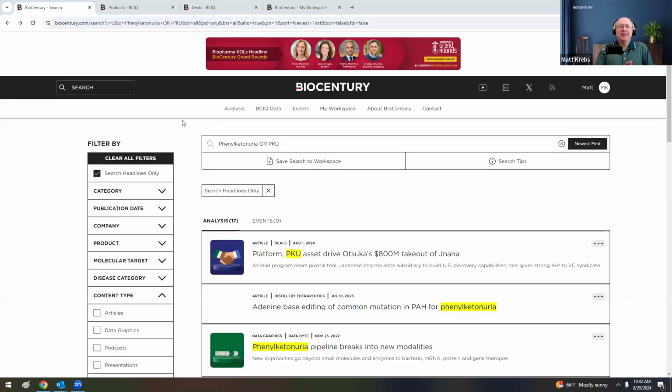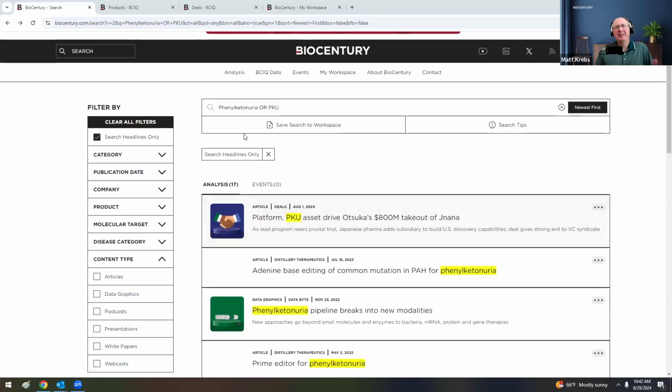I'm going to start us out in our analytics platform with an article that caught my attention. More importantly, it caught the attention of some of the investors and biotech leaders I'm working with. It happens to be in the PKU space, but this is just a sample. And we're going to be looking at the intersection of where our analysis meets our data and vice versa.